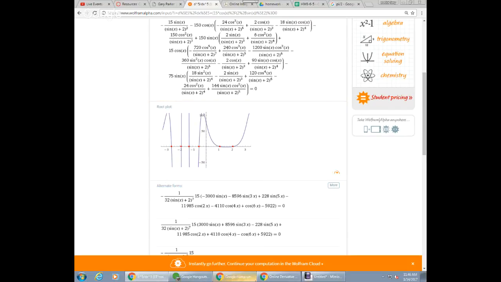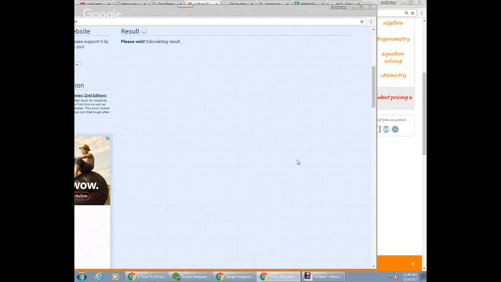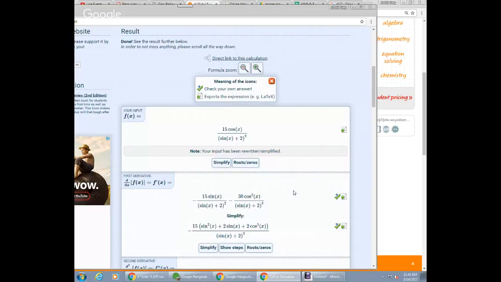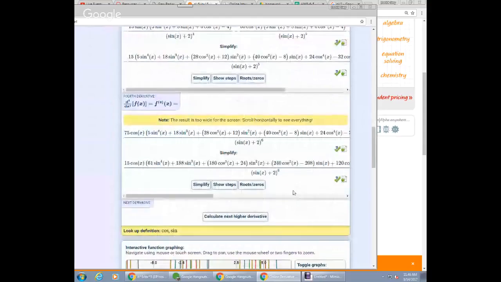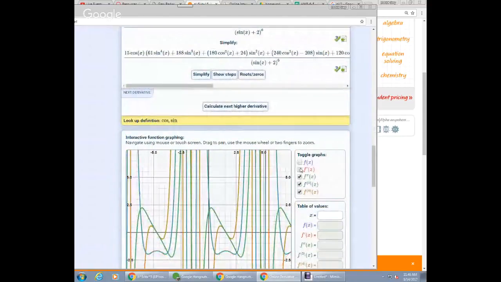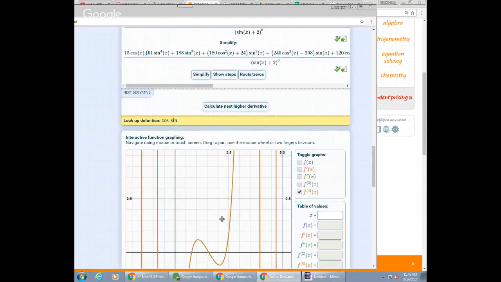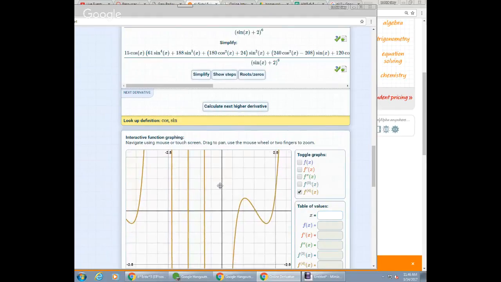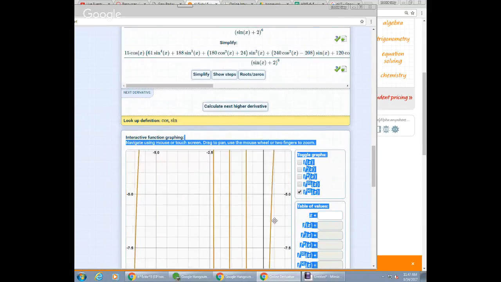All right, so let's go to that other calculator. Oops, where'd it go? There it is. And we want to calculate another derivative. First, second, third. This result was too wide for the screen. Let's turn those off. And we only want to know about, so let's see, if I zoom in. Oh, well, I'm just going to type in some of those numbers.